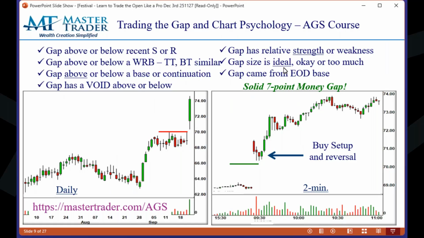Is the gap size ideal, okay, or too much? What we mean there is, I love gaps that just gap an adequate amount over resistance. If this hypothetically gapped to $84, gap's too big. Just use common sense. You're not going to buy something gapping from $69 to $84. The risk to reward is all out of whack.